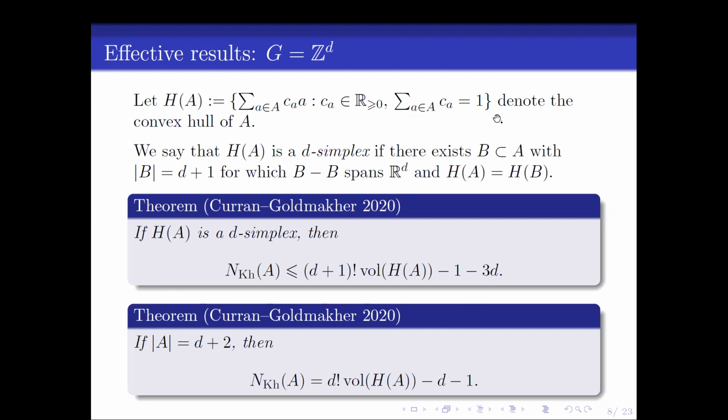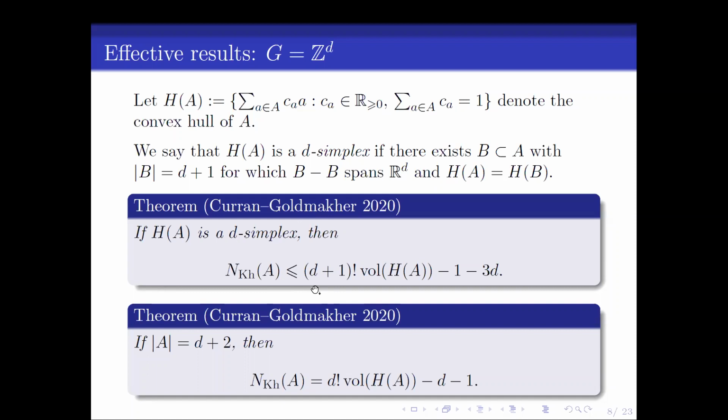We say that it's a D simplex if there are D plus 1 corners to it. So in 2 dimensions, if your convex hull is a triangle, in 3 dimensions, if your convex hull is a tetrahedron, and so on. Now, it was observed very cunningly by Curran and Goldmacher that this case is much more tractable than the general case. If you assume that the convex hull is a D simplex, then you can get a very explicit effective upper bound on the Khovansky threshold.